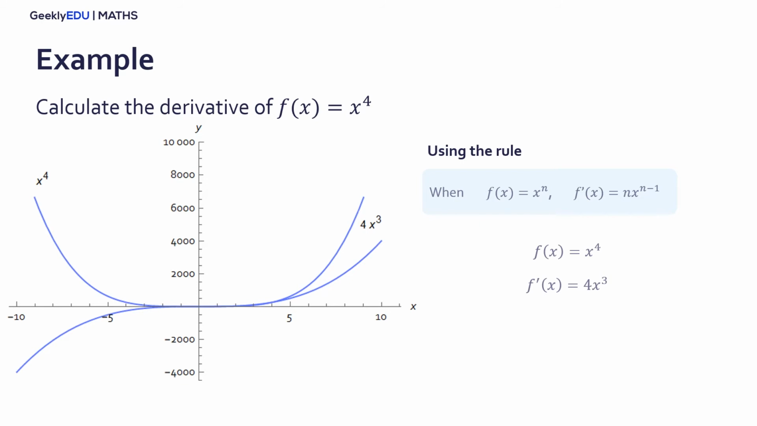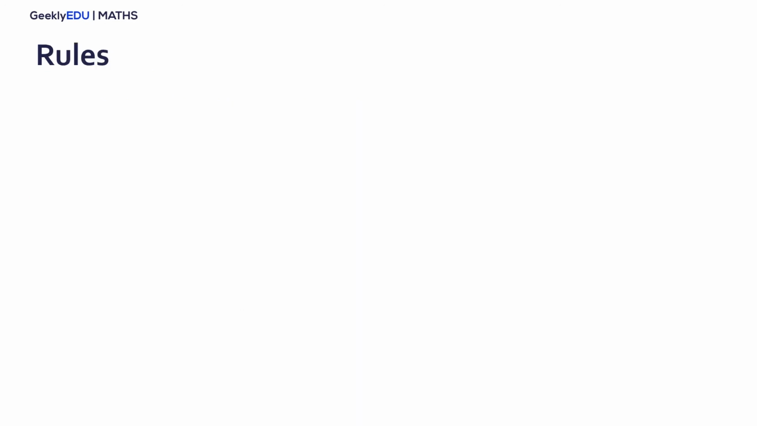Now I'm going to give you some other important rules without proving them. You already know how to prove a rule of the derivatives by using the definition. The first one is the constant multiple rule, that says that if you have a function multiplied by a constant, its derivative will be the constant multiplied by the derivative of that function.